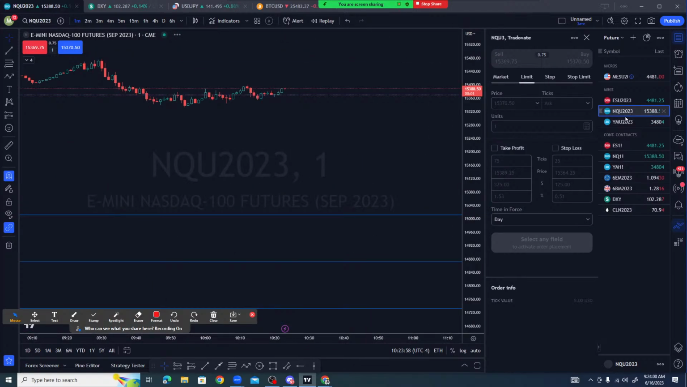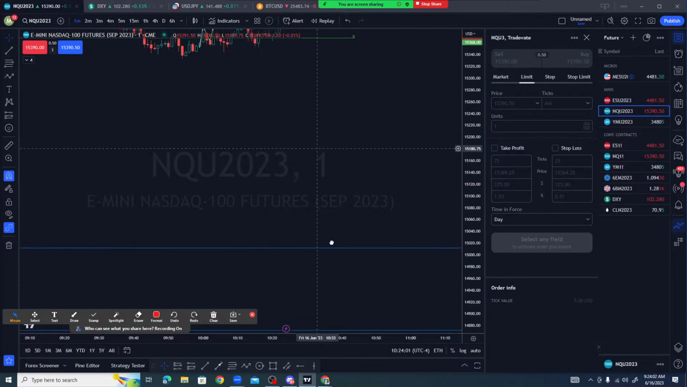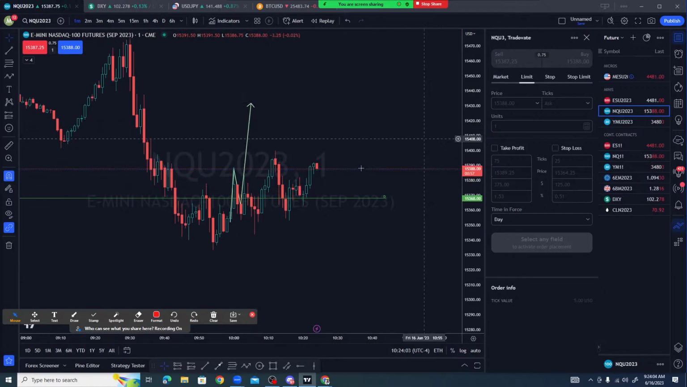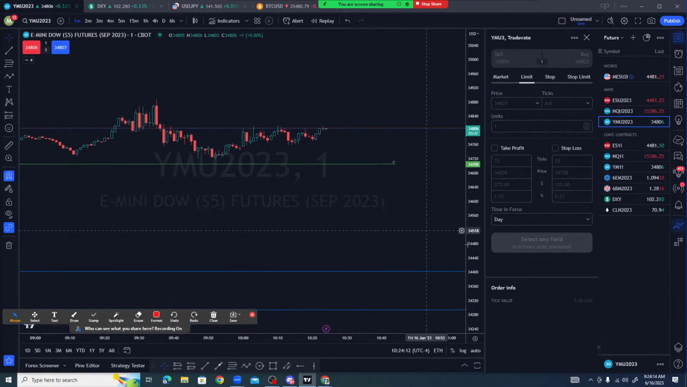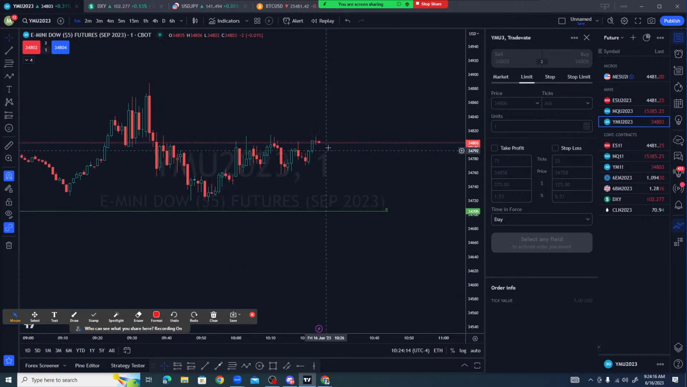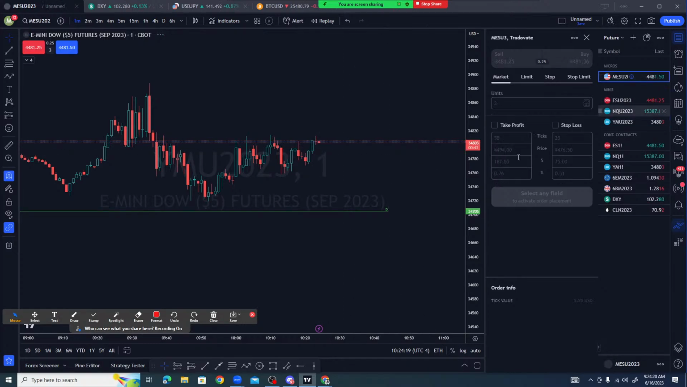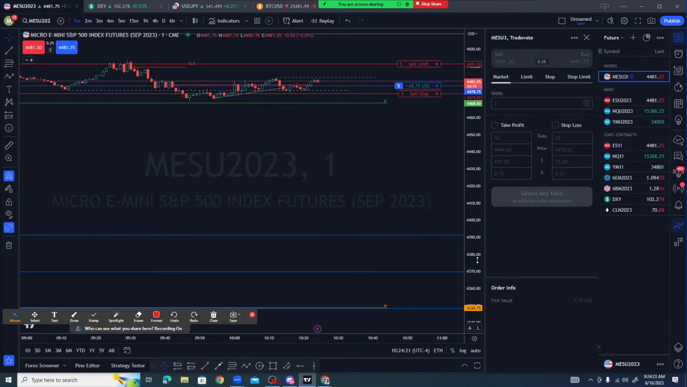What's the NQ doing? NQ looking like it's going to push. Just sitting in the same place. But, you know, again, this is a very nice move. I like that move. Dow. Yeah. It all seems to be just struggling right around this same area. So let's look at my trade that we're in right now.